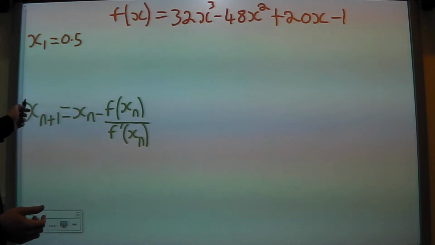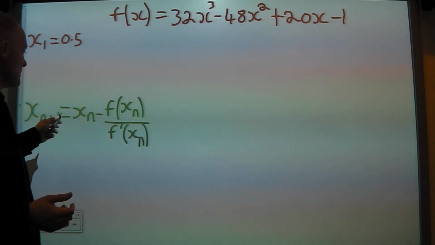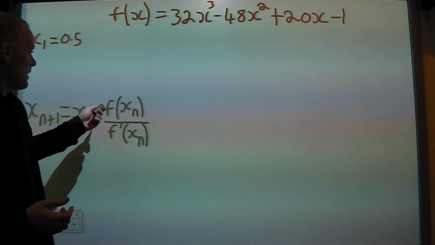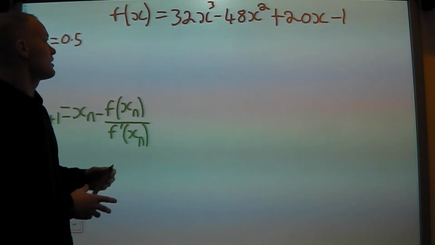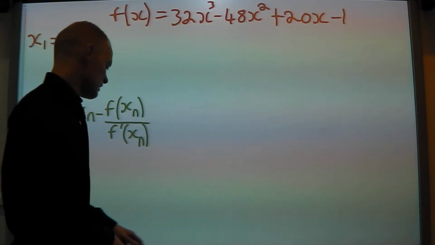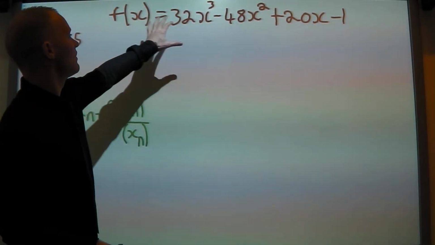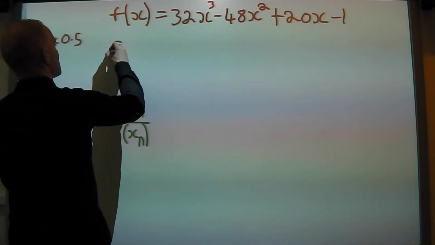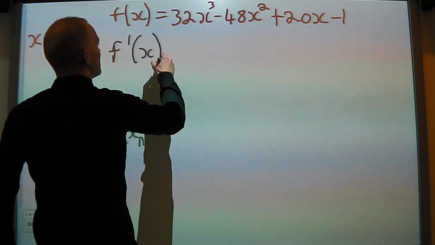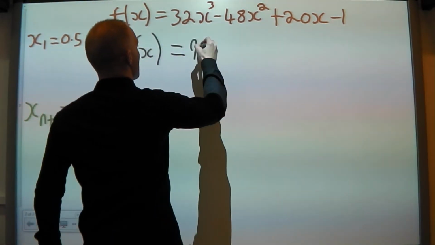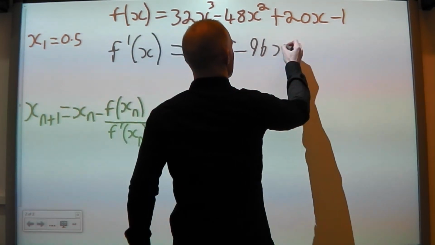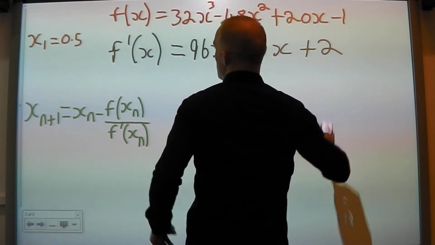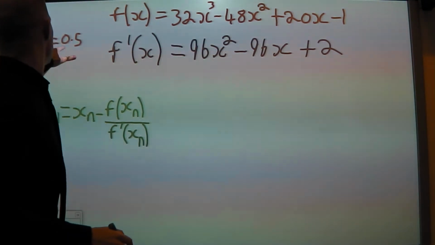So our second approximation is equal to the first approximation minus f of the first approximation divided by the derivative of the first approximation. What we're going to do first is get the derivative of f of x. So that's f dash x, which is equal to 96x squared minus 96x plus 20. Now, we have x1 equal to 0.5.